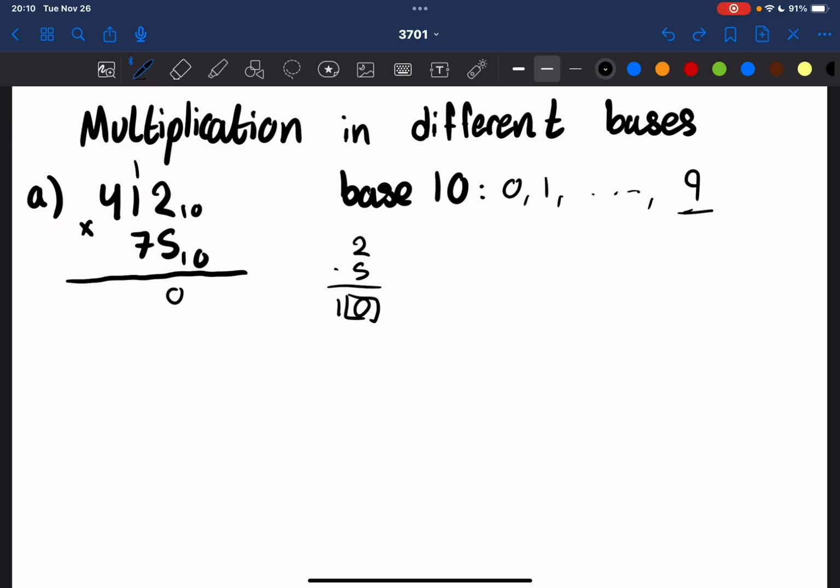Then we do 5 times 1 plus 1, so that's 5, plus 1, that's 6. So we get 6 here. And then what do we get? We get 5 times 4, so 4 times 5 is what? Well, it's 20, right? So we take the 0 and we carry the 2. And of course, there's nothing here, so we just add the 2. Really straightforward.